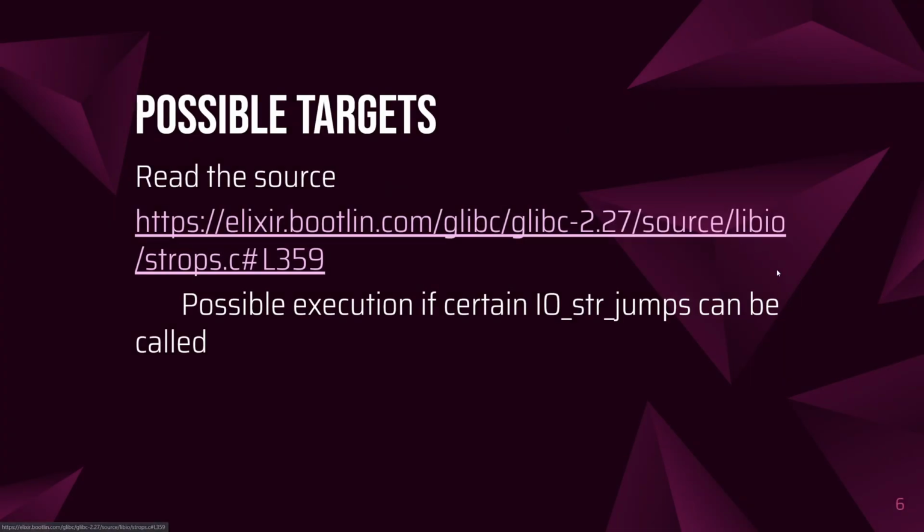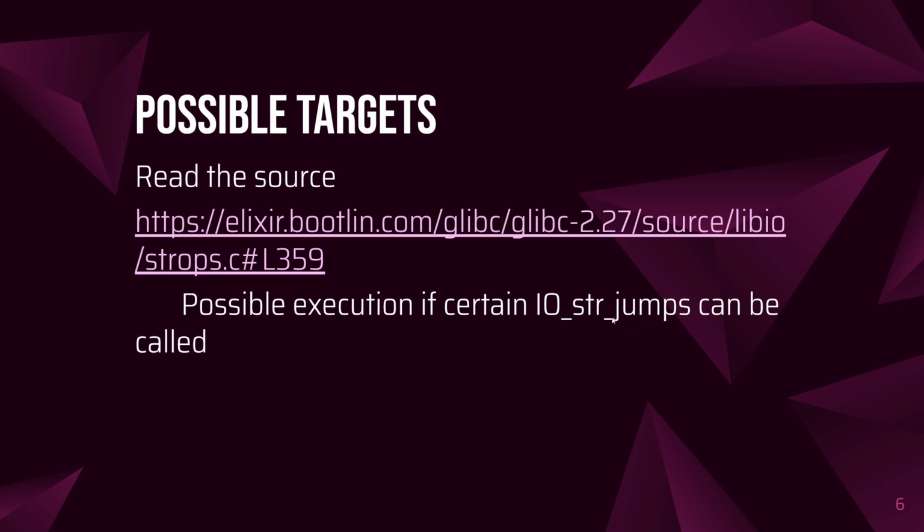So some possible targets with a lot of this kind of stuff, you're actually going to have to go into the source code, and I'll show you a little bit about that. And there's lots of different kinds of jump tables. So we're going to be modifying the standard out jump table to actually use this jump table instead, and it usually uses the IO file jumps instead of IO stream jumps.